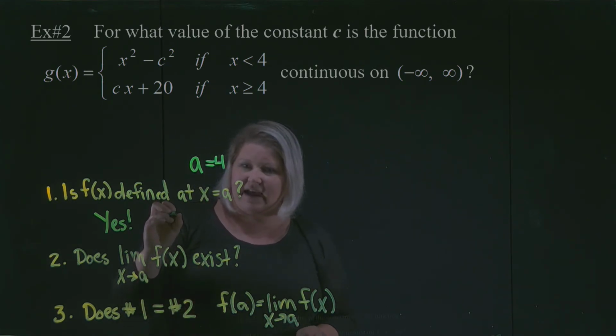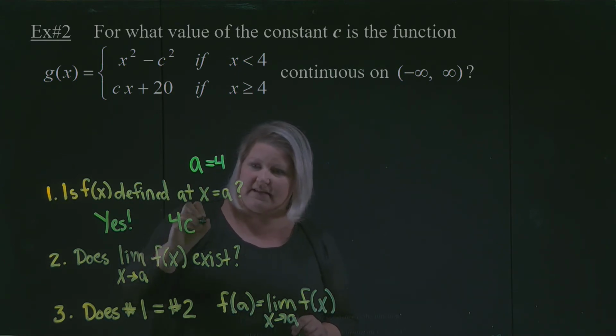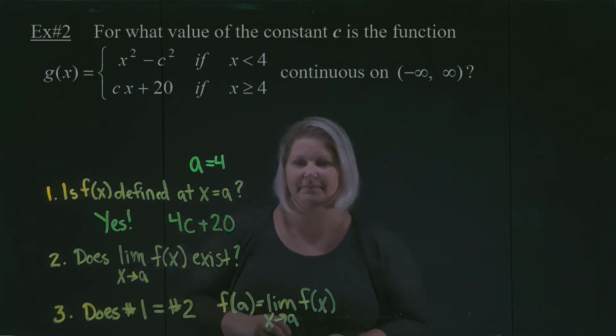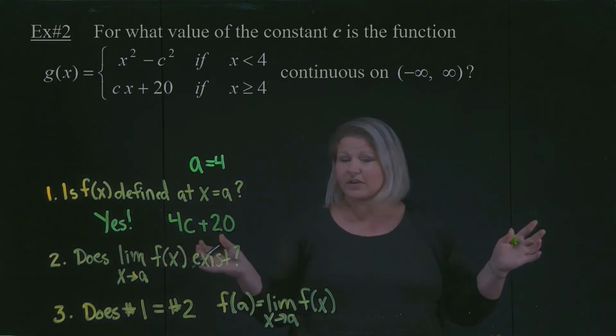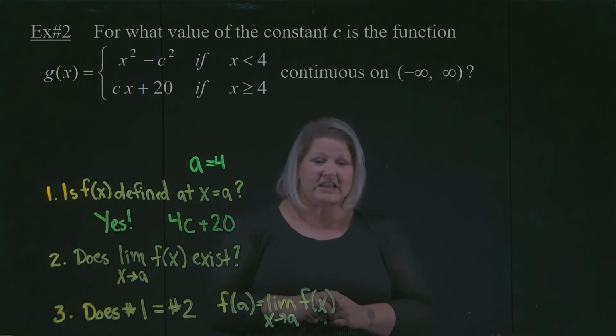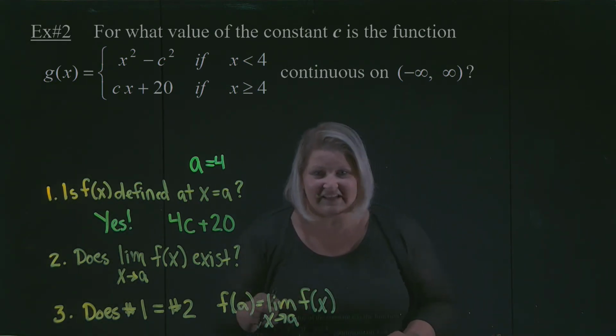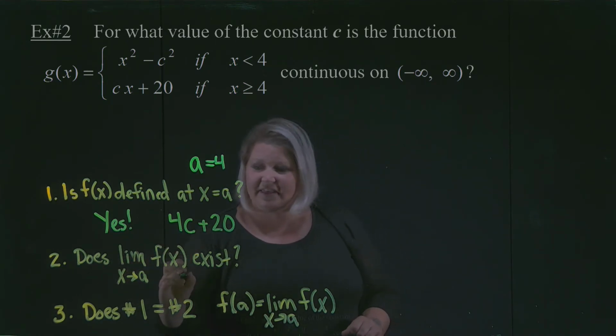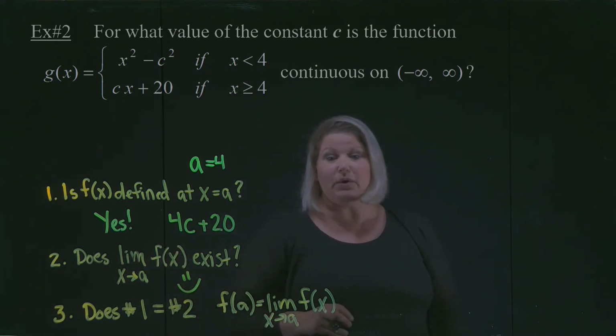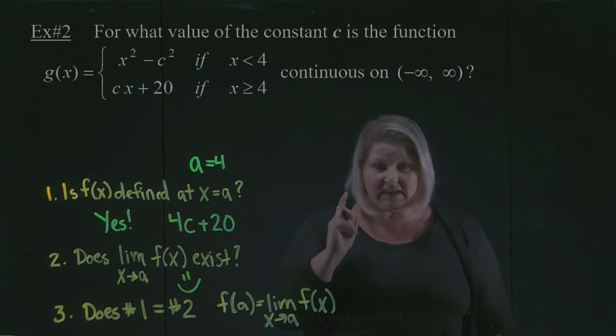So for the second one, I've got 4 times c, which will give me 4c plus 20. Okay. So for some value, 4c equals 20 is my limit. Next is the second one. And this one's a kind of cool one.